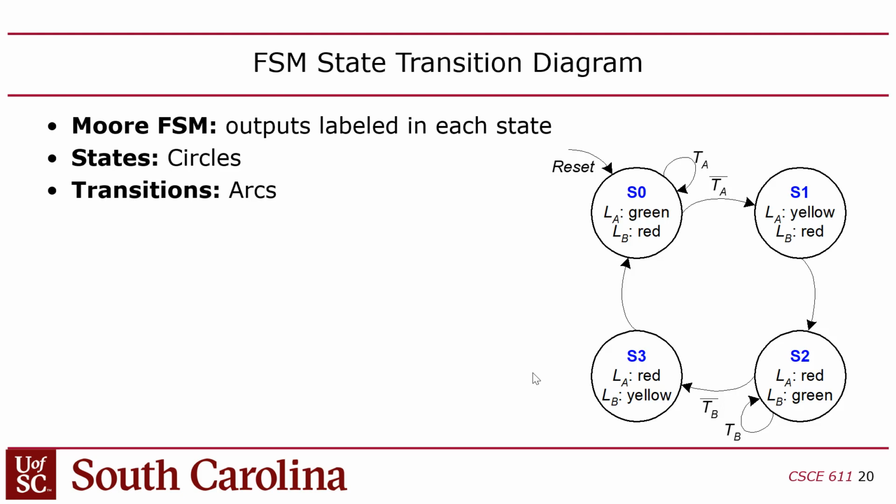So if you have a green light on academic and a red light on Bravado, as long as you have traffic on academic, you want to stay in that state. So you have this loop back transition. Okay, so TA and TB are binary, and the LA and LB are trinary, because you have to have red, yellow, and green. So they're 2 bits. Those light signals are 2 bits, right?